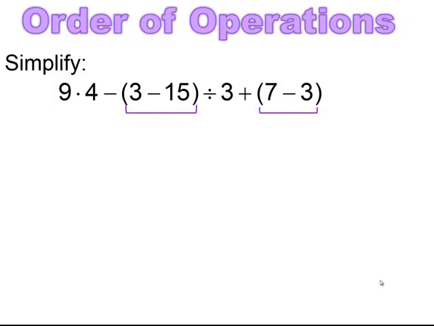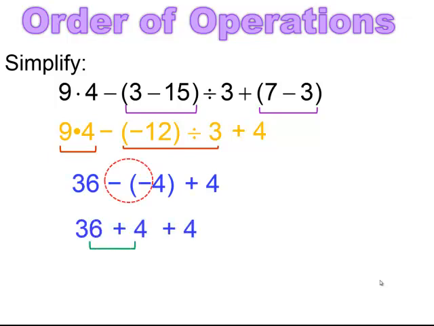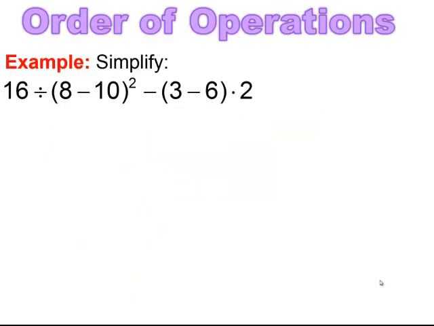So I'm working in the parentheses first. I end up getting a negative 12 divided by 3 plus 4, and then I'm doing the multiplication and division. I end up getting 36 minus a negative 4. I kept it in parentheses, bringing down that plus 4, and then I see that double negative. Always keep in mind double negatives change to positive. So I end up with a 40 plus 4, so my solution here is 44.